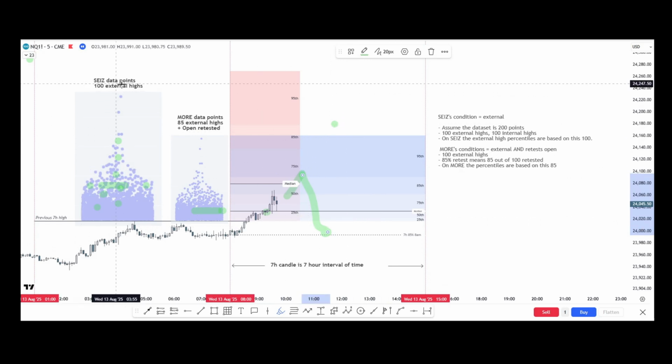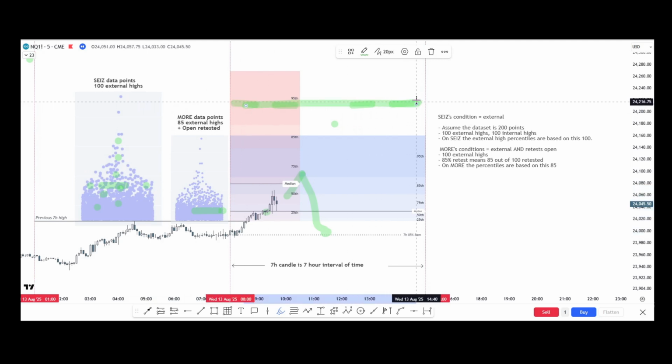And that's where SEIZ helps, because SEIZ will tell you if it's going to keep going and not retest this open, SEIZ is going to tell you how far it's likely to go. Okay, based on its percentiles, because it's looking at this whole time interval between these two lines, and based on the historic data, how far it's likely to go. So it's much more general, whereas MORE is a more specific condition.